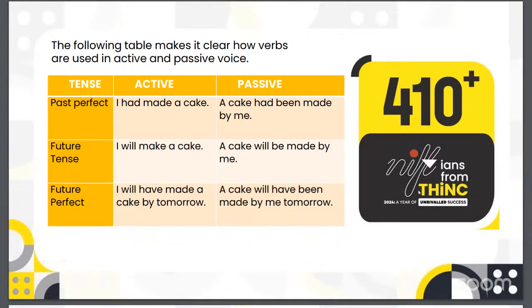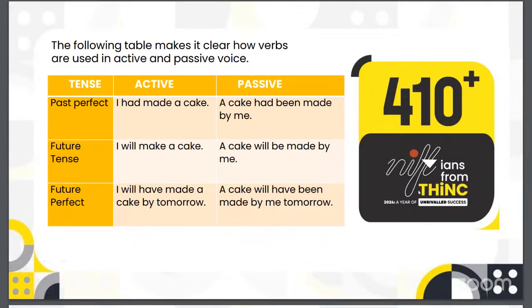Clear? Now, I will have made a cake by tomorrow. I will have made a cake by tomorrow is future perfect tense. That is, you will have completed doing something by some time tomorrow. So then you change it into a cake will have been made. That is the perfect tense. You always have to use been. So a cake, plus to show future tense, you use will. And to show perfect tense, you use have been made by me tomorrow.